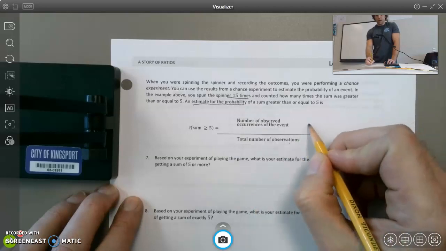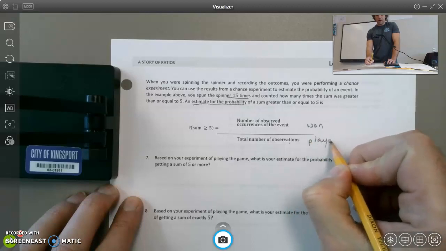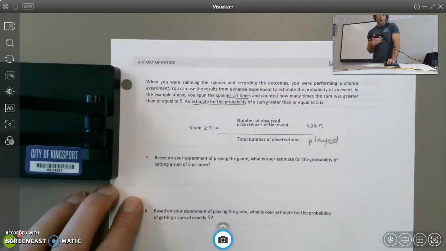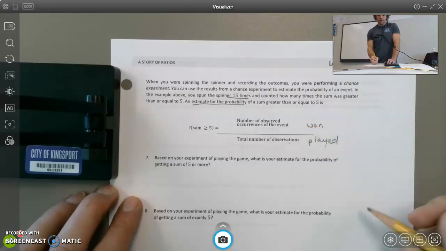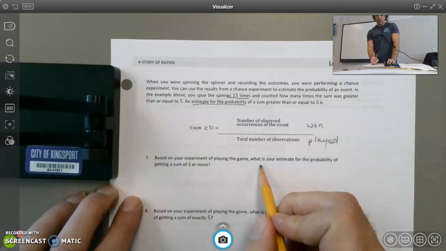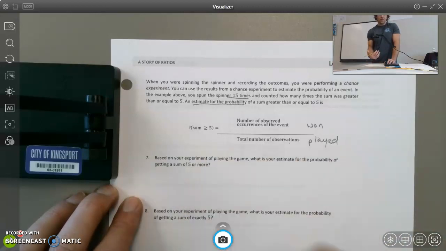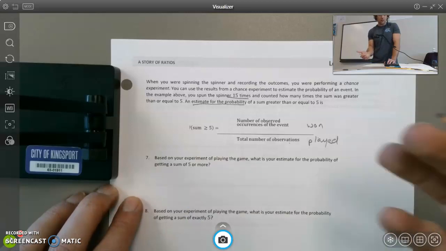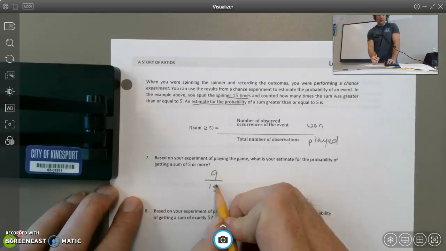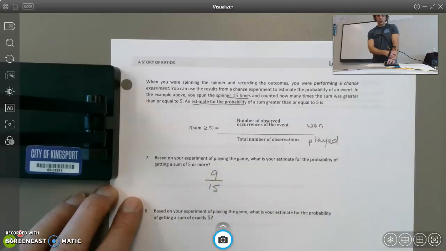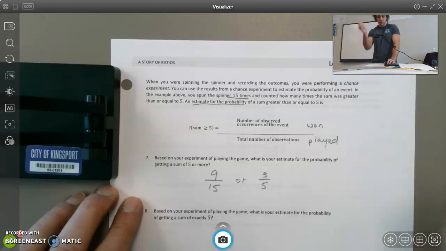So this was the times we won over the times we played. We're comparing those two things. In our experience, 9 out of 15 games, we won. Based on your experiment of playing the game, what is your estimate for the probability of getting a sum of 5 or more? Well, for us, that was the win. So it was 9 out of every 15 turns. We think the probability is 9/15, or 3/5.